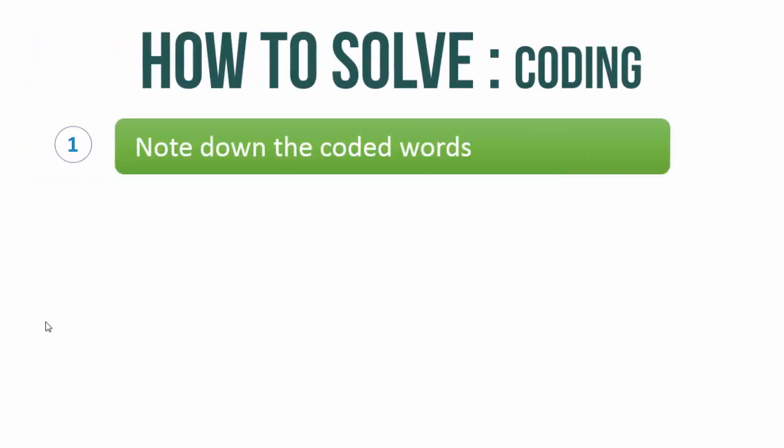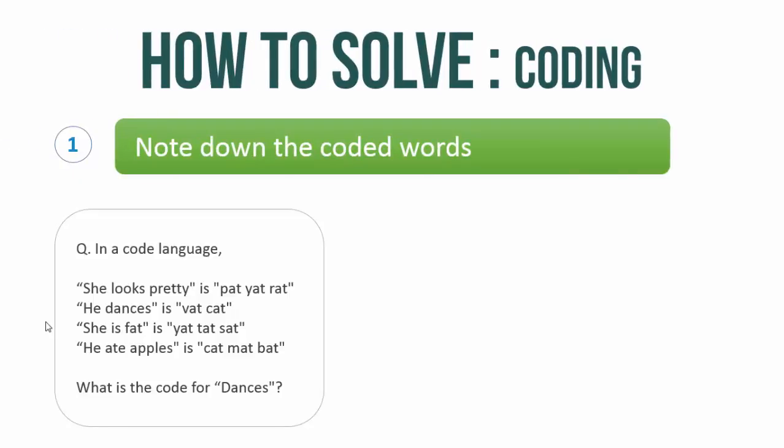Let us look at this with the help of an example. Given this question, in a particular code language, she looks pretty is pat cat rat. He dances is bat cat. She is fat is yat tat sat. He ate apples is cat mad bat. And you're asked, what is the code for the word dances? The first step is to note down the coded words.